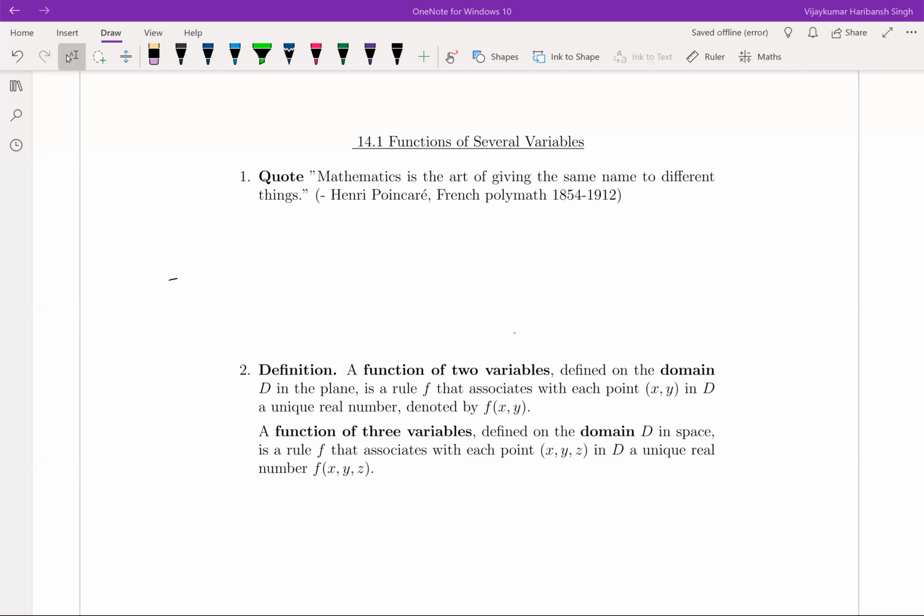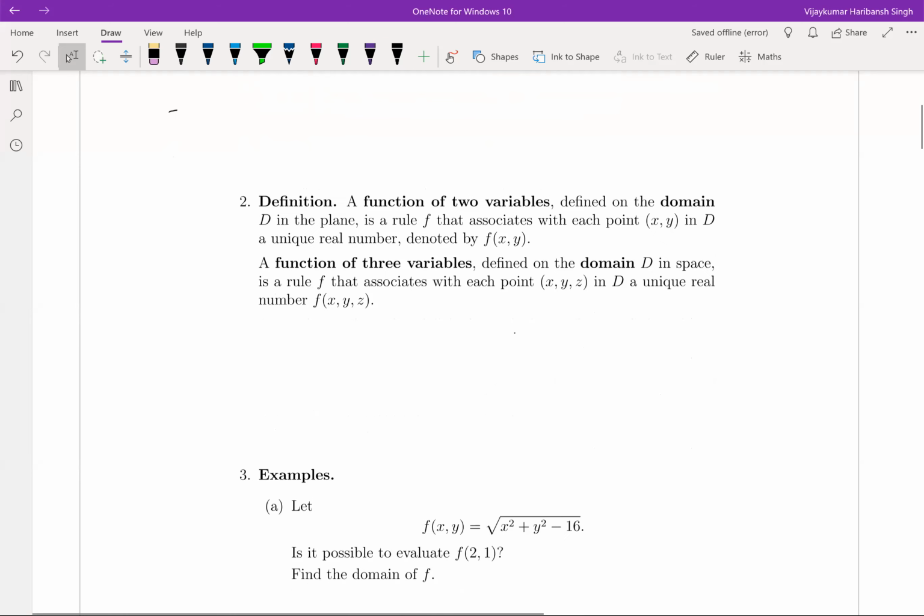Before that, we'll start with the quote by Henry Poincaré. So Poincaré was a French polymath and one of the well-known mathematicians of his time, and his work has deep impact even now. So let's begin with the lecture.